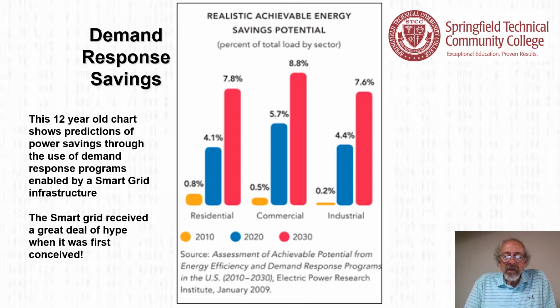it turns out that, in 2010, a year after this chart came out, there wasn't a great deal. But by 2020, there's quite a bit. That blue gets quite large, and by 2030, even better. It turns out the smart grid received a great deal of hype when it was first conceived. One of the biggest problems is there's not really a good business model for this.